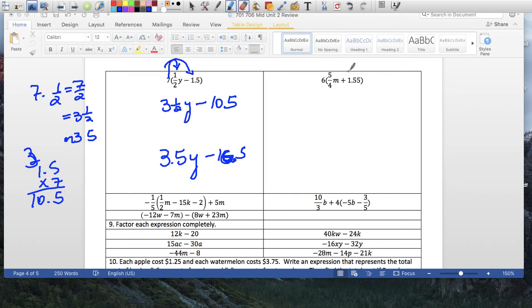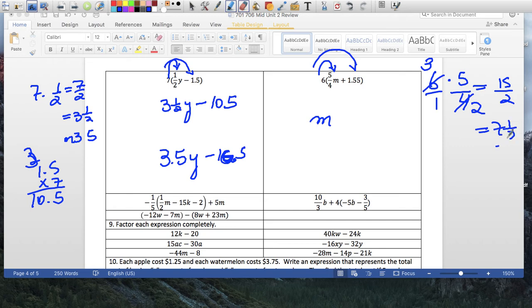Next one. It's this times this and this times that. So the first one, we are multiplying 6 times 5 over 4. Positive and a positive, right? So it's going to be something m. Simplify before you multiply. Let me put this over 1. 4 divided by 2 is 2, 6 divided by 2 is 3. Nothing else to simplify. So I get 15 over 2, which you can write as 7.5. So let me write that as a decimal: 7.5m plus, and 6 times 1.55.